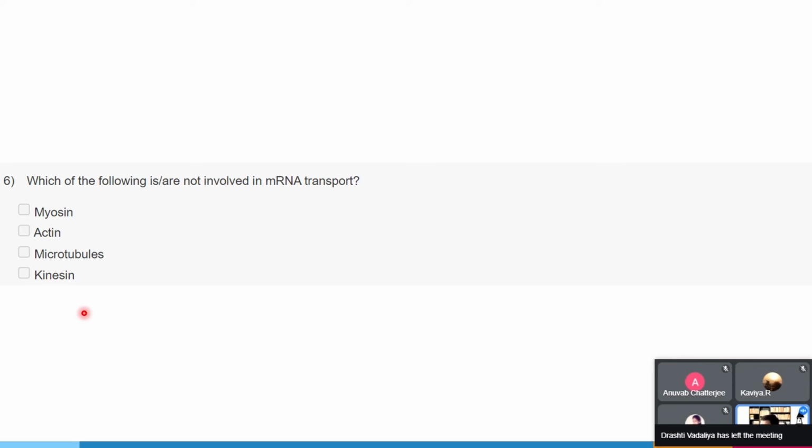So the question here is, which of the following is not involved in mRNA transport? The options are myosin, actin, microtubules, and kinesin. We have four options. So Mrinalini says myosin and actin. These are not involved. Yes, the question is which is not involved. Myosin and actin. Anyone else want to try?